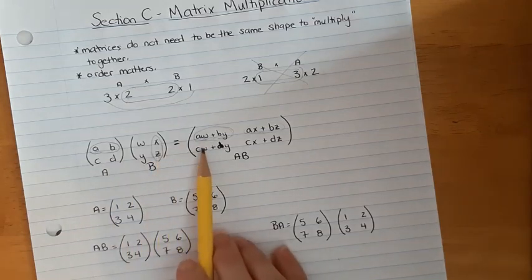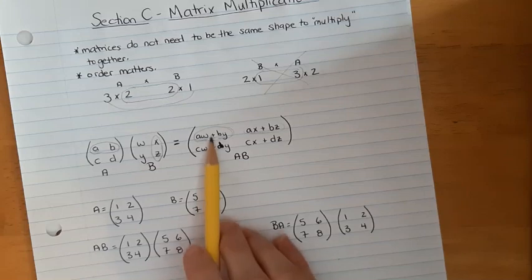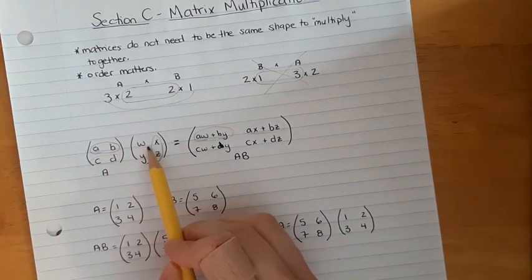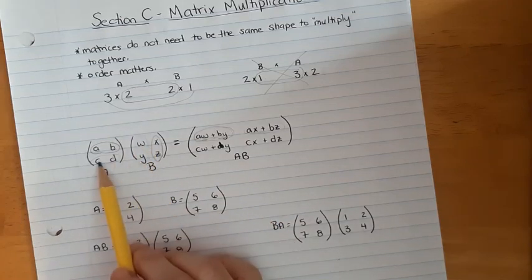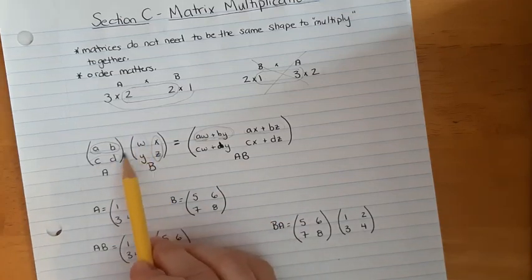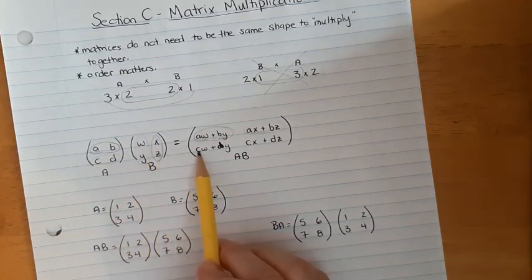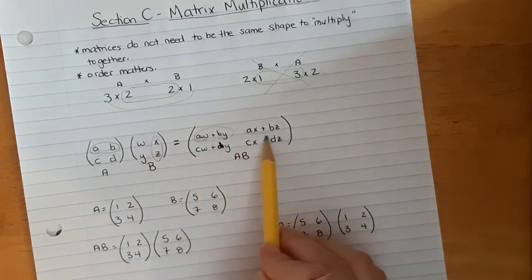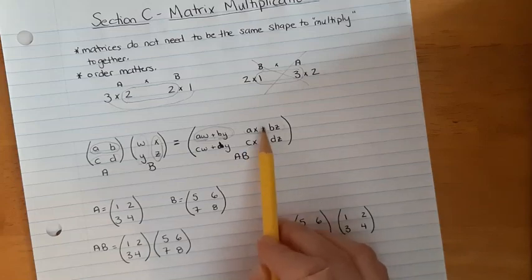Then if I move down here, now I'm in row 2 of column 1. So I'm going to multiply together row 2 and column 1. So C times W plus D times Y. CW plus DY.